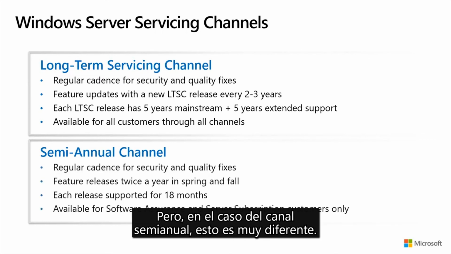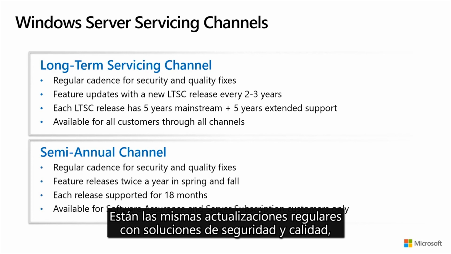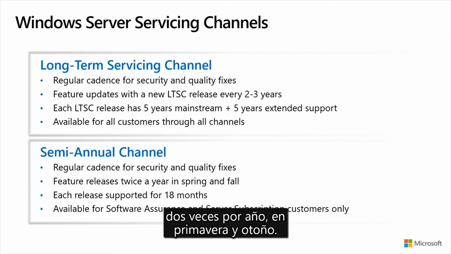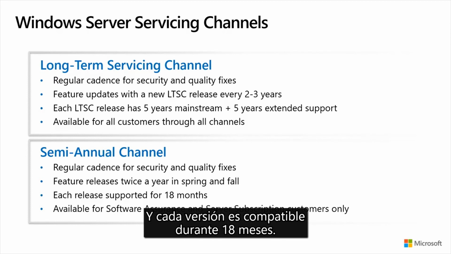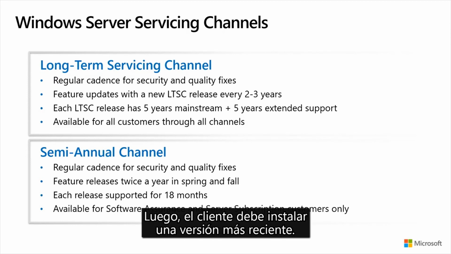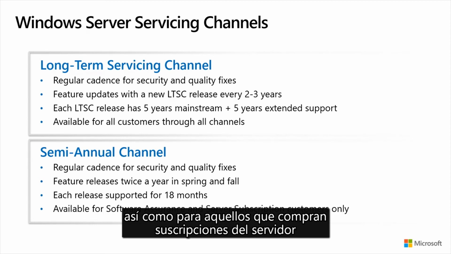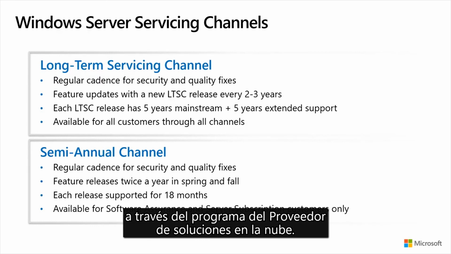Now, this is very different to the semi-annual channel. There are the same regular updates for security and quality fixes, but the feature updates are made much more regularly, twice a year, in the spring and fall, and each release is supported for 18 months. After that, the customer must install a more recent release. The semi-annual channel is available to customers with active software assurance, as well as those who buy server subscriptions through the Cloud Solution Provider Programme.